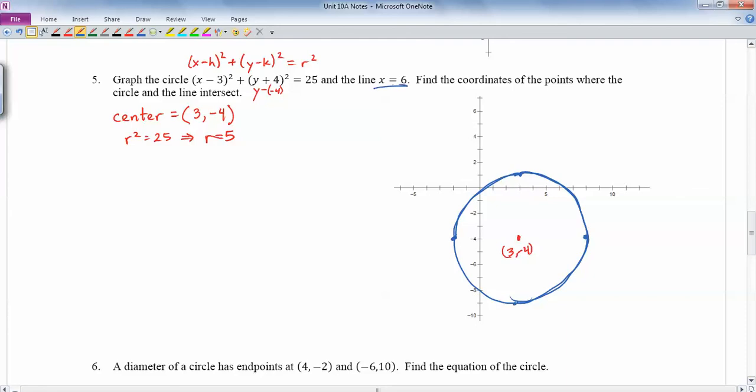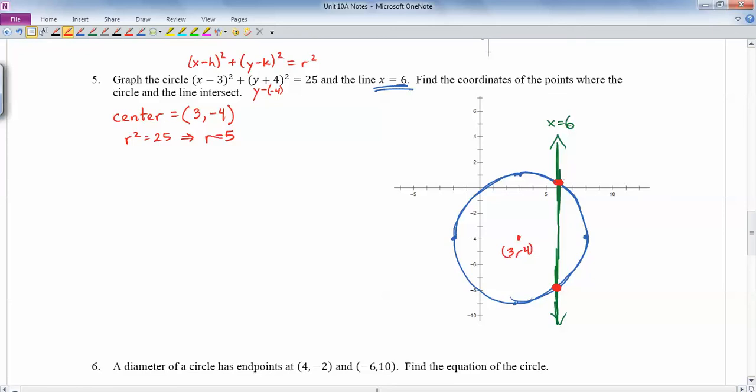Okay, the other thing we have to graph is the line x equals 6. So that looks like this. It's a vertical line where all the x coordinates are equal to 6. And the question is, find the coordinates where they hit this point and this point. You've actually done a problem like this on the last review packet. The only new thing was I gave you the equation of the circle instead of just some points on it so you could graph it.